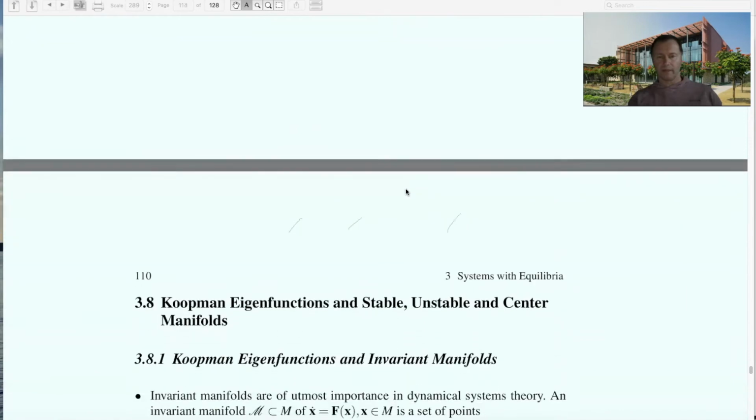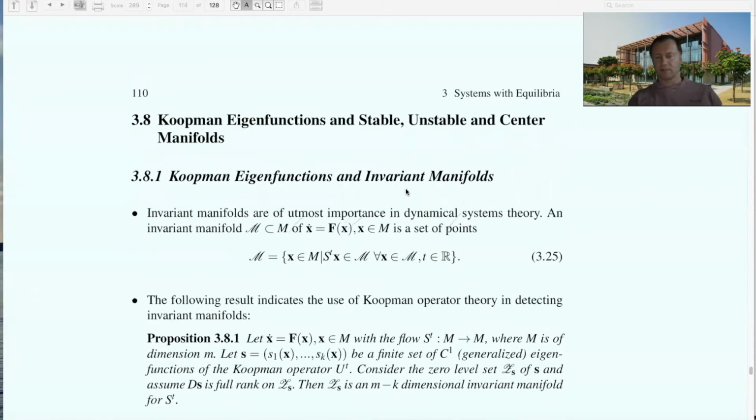So as in the linear systems, these eigenfunctions in the nonlinear case provide us with the ability to put the system in, quote unquote, the simplest form possible.